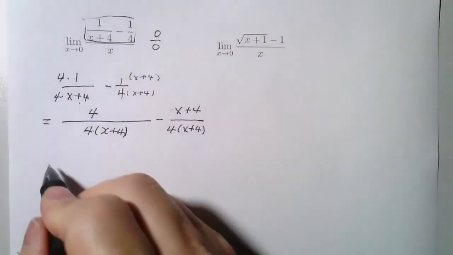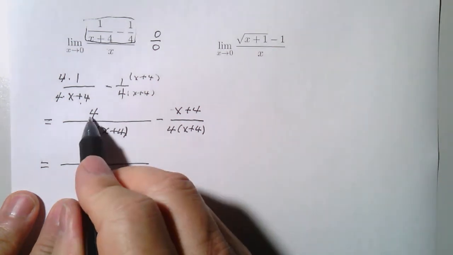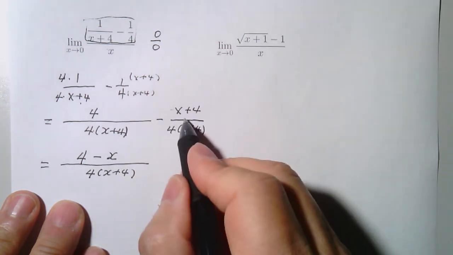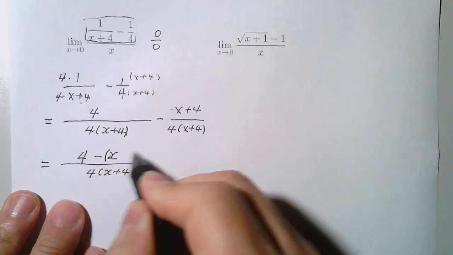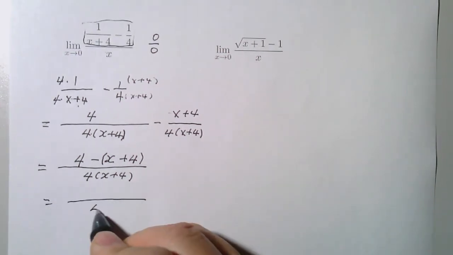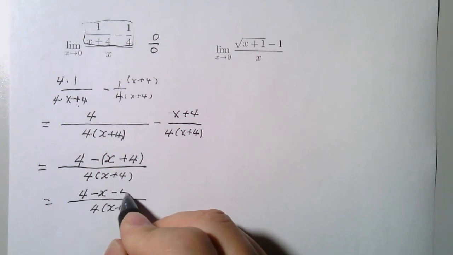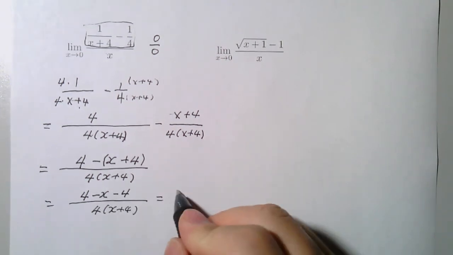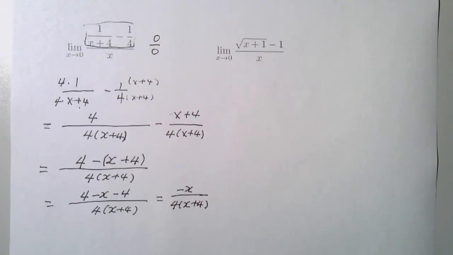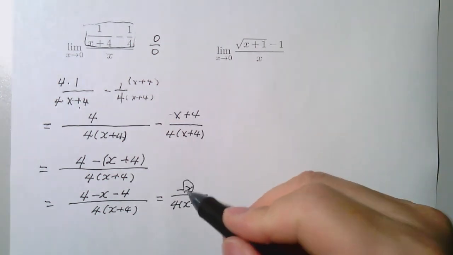So now I have 4 times (x plus 4) in the denominator, and the numerator is 4 minus (x plus 4). Because it is minus the whole thing, I need to put a parenthesis here. When I drop the parenthesis, I change the sign of every term, so 4 minus 4 cancels. I get negative x over 4 times (x plus 4). So the numerator, after combining, gives you a factor of x.